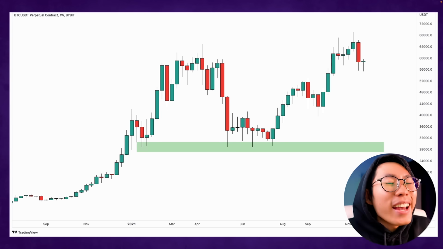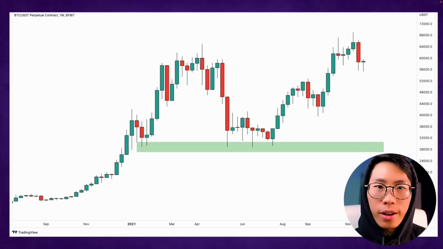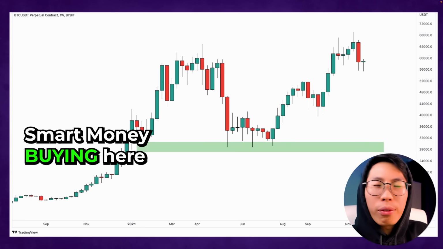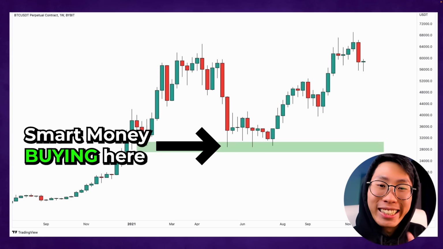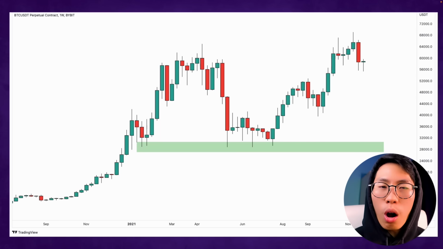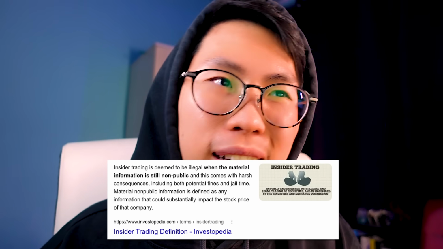Let's say that you have insider information and you know that the big boys, smart money, billionaire traders, whatever I like to call them, are buying at this key level right here. So will you enter for a buy? You are a dumbass if you said no. Of course you would, it's literally free money if insider trading wasn't illegal.